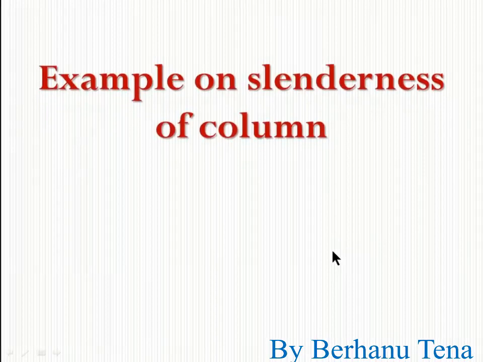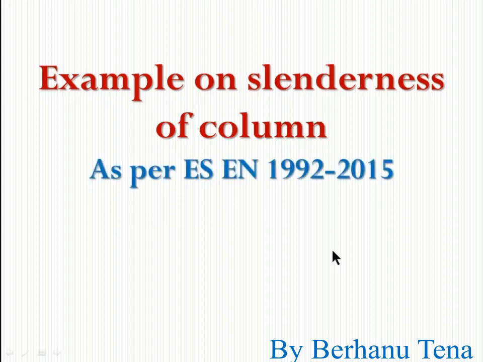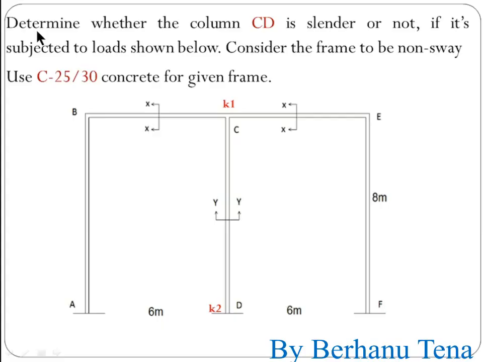For today we'll present an example on slenderness of column as per Ethiopian standard ESEN 1992-2015. The question is: determine whether the column CD is slender or not, if it is subject to the loads shown below. Consider the frame to be non-sway, using this material: concrete strength 25/30, and the frame is given here.